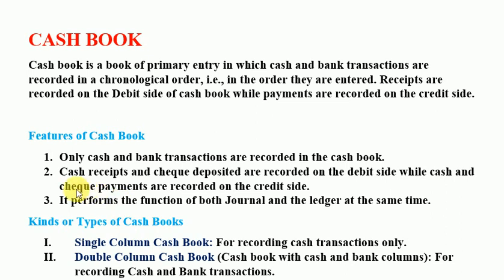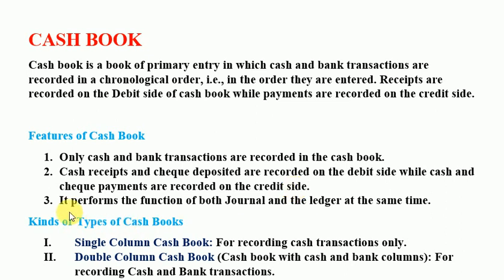Now we come to the second point, that is, cash receipts and checks deposited are recorded on the debit side while cash and check payments are recorded on the credit side. So whatever cash receipts or checks are deposited into the bank, all these transactions will be recorded on the debit side of the cash book, while the cash payments and check payments are recorded on the credit side of the cash book.